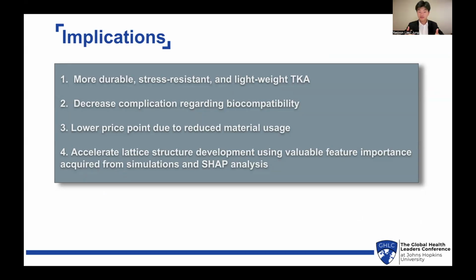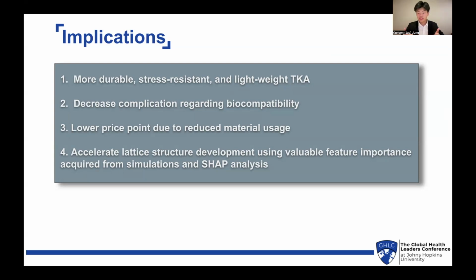Now, implications. First, by using this lattice structure, we can create a more durable, stretch-resistant, and lightweight TKA. Second, we can decrease complications regarding biocompatibility. Ti-6Al-4V is inherently a biocompatible material, so by using this, we can decrease the amount of side effects and complications regarding putting a metal implant into your knee. Third, we can create a TKA at a lower price point due to reduced material usage.